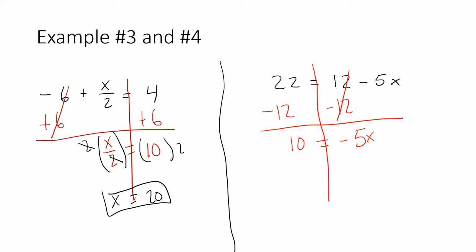Make sure you bring down that subtraction as a negative sign with the x. I've got multiplication, negative 5 times x, so I need to divide, making sure I divide by a negative number. X equals negative 2. Positive divided by a negative is a negative.